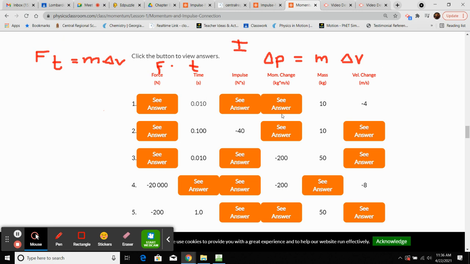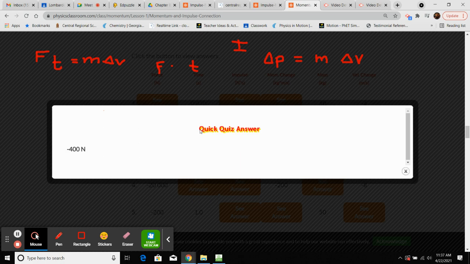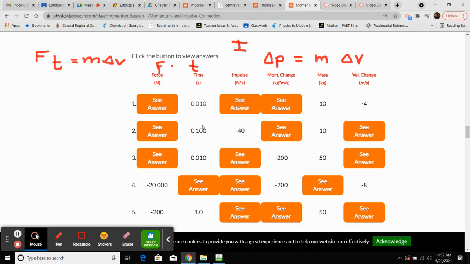So I'm going to change my momentum the same in each problem, which means I have the same impulse, but in one of them I'm dividing it by 0.01 seconds, and this one I'm doing it by 0.1. This one takes a longer period of time, which means the force has got to be less. So negative 40 divided by the 0.1 is going to give us negative 400 newtons. Okay, and you can go around here and play around with that.